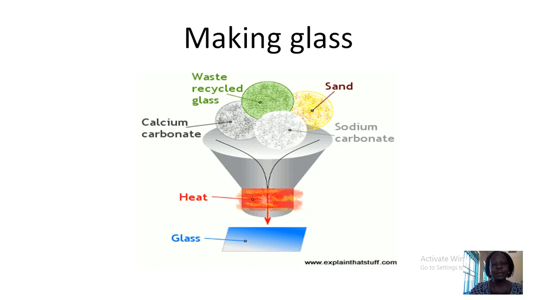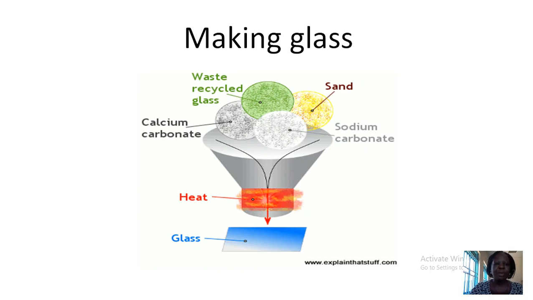We mix sand, which is silicon dioxide, together with sodium carbonate and calcium carbonate. However, if you have any wasted glass and you feel it is worth recycling, as you are mixing those three components, you can also add the wasted glass to be recycled. So you heat in a furnace, and at the bottom of the furnace a clear liquid will run out, which will be obtained as a sheet of material. So the shape that you want is the one that you'll be able to get at the end of it all.